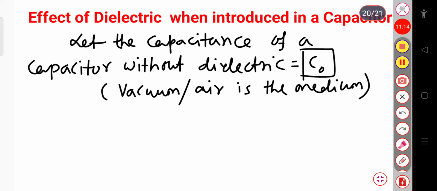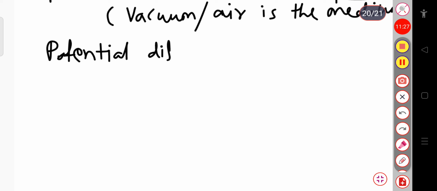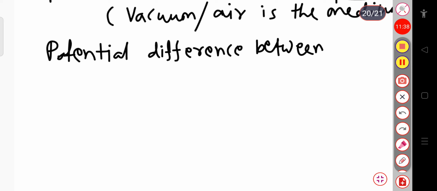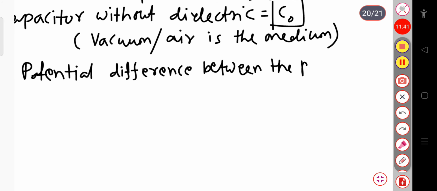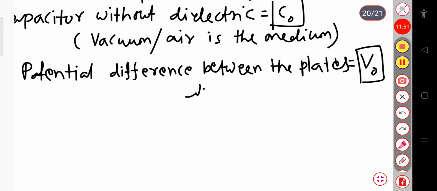Now the potential difference between the plates, without dielectric, is suppose V naught.